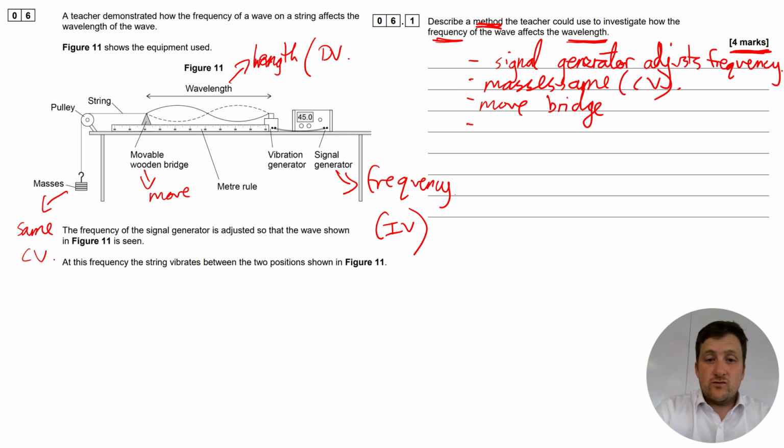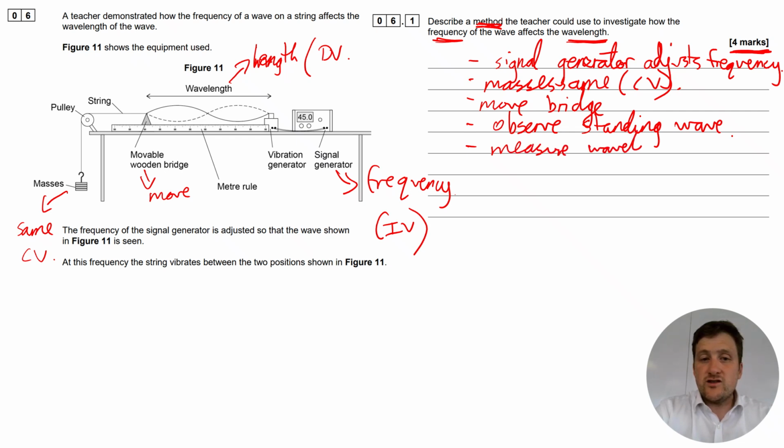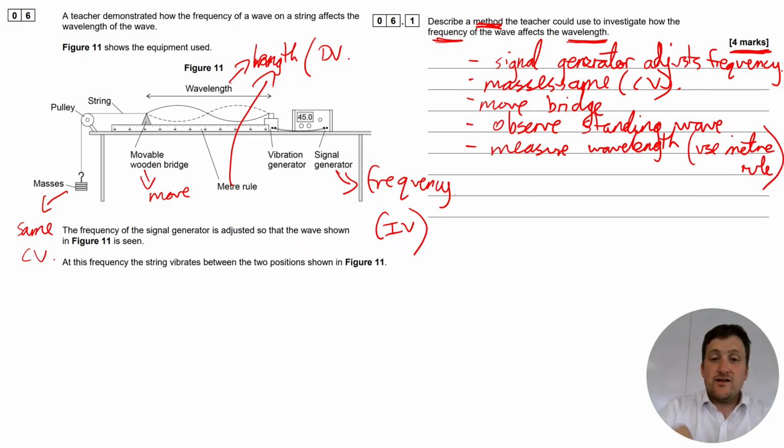Okay, now once we've done this, we observe, we look for a standing wave. That's where it doesn't look like it's wobbling like on a slinky. It almost looks like it's magically staying still, even though it's not really. Okay, then we measure wavelength, but if you notice, there isn't a piece of equipment for measure. Oh, yes, there is. There's a meter ruler. So we need to say use a meter rule. That's important.